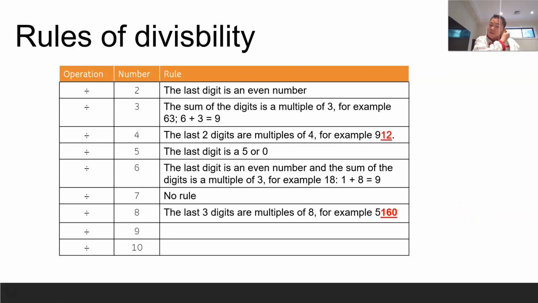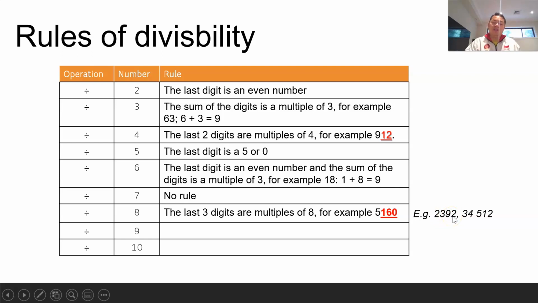Next one, if the last 3 digits are a multiple of 8, then the number is divisible by 8. So in other words, 160 is a multiple of 8, or it can be divided by 8. Like 2392, let's look at the last 3 digits. If you divide by 8, is it divisible?